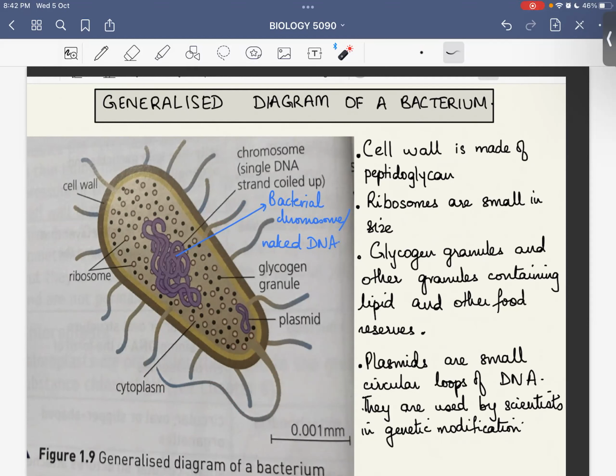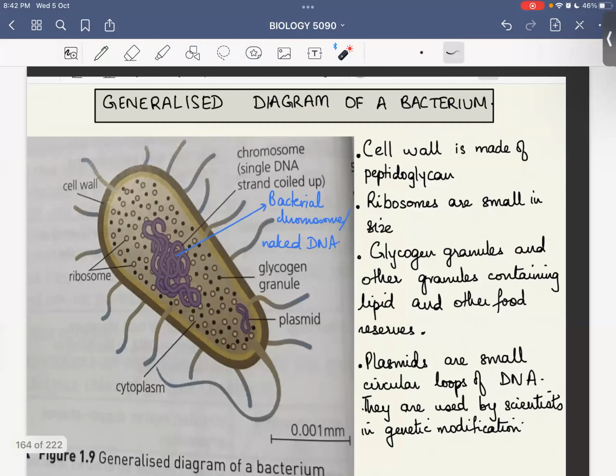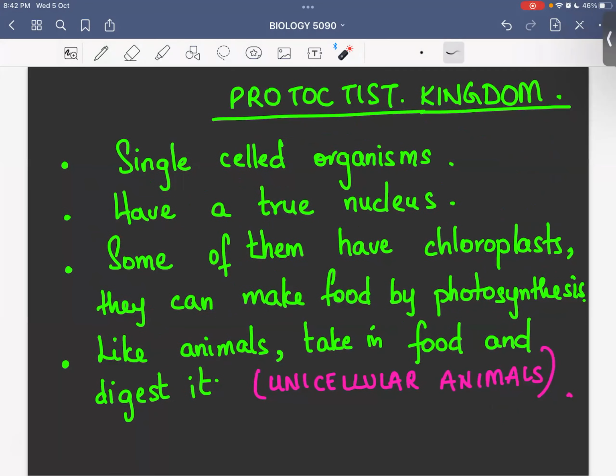So what are we doing and why are we doing this? Let's go back. We are doing kingdom prokaryote. In kingdom prokaryote, we studied there can be two kinds of organisms, bacteria and blue-green algae. We will not be doing blue-green algae. We will only be doing the structure, or the generalized diagram, of a bacterium. I'll just do one more kingdom with you, and then I will give you a question, and then we are done for today. The third kingdom.